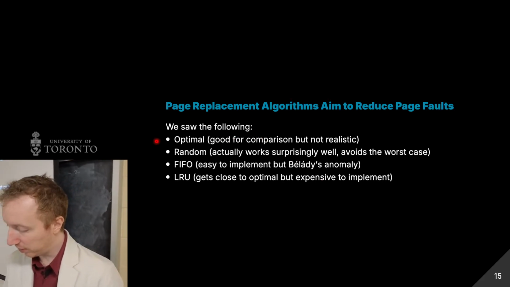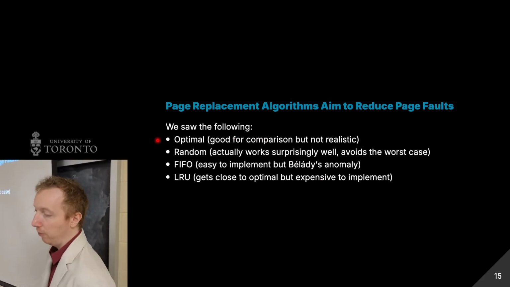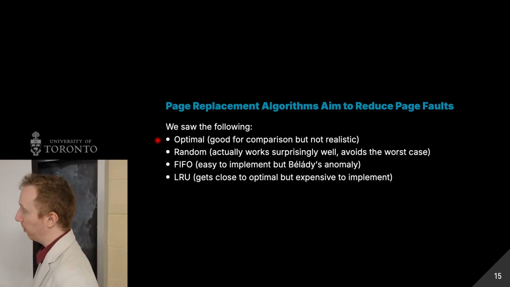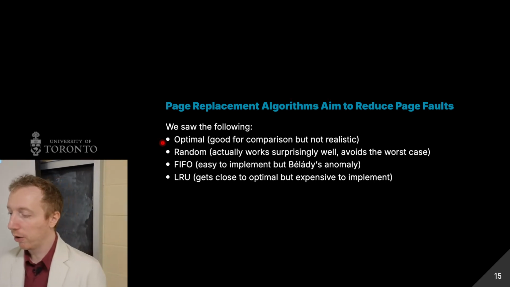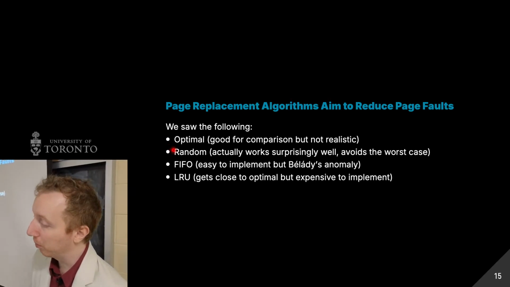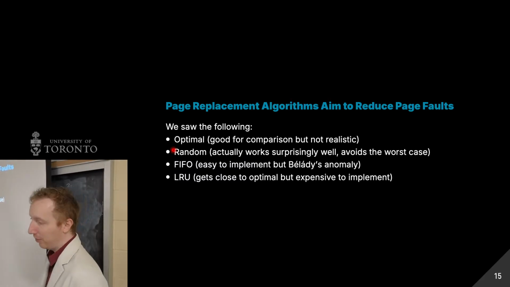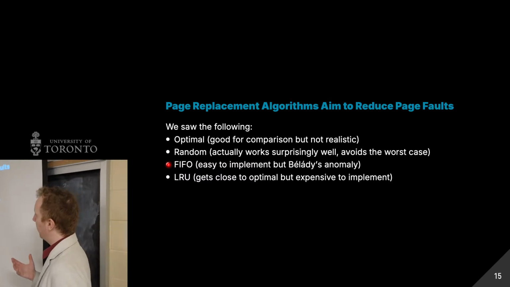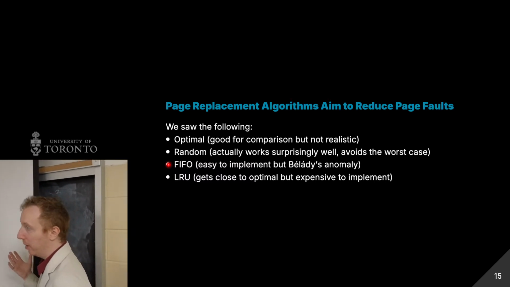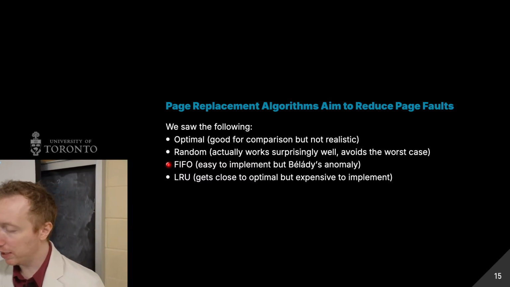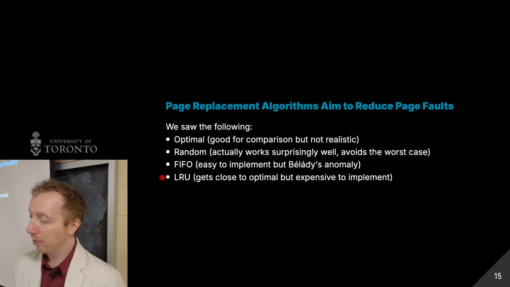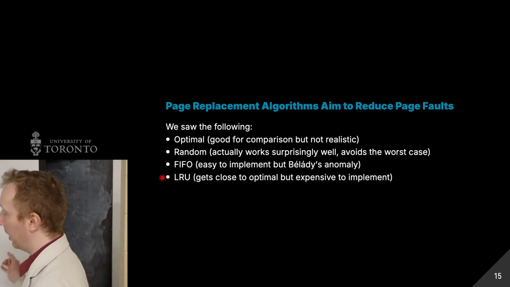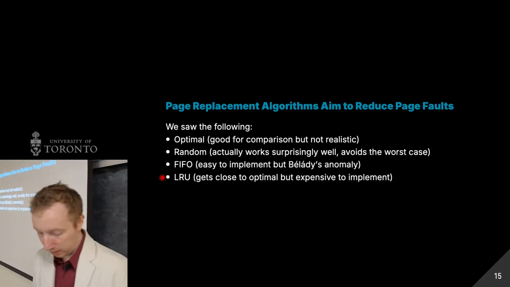So the algorithms we saw so far were the optimal, good for comparison, not realistic. That's looking into the future, kicking out whatever page is not going to be used for the longest. Random actually works surprisingly well. It avoids the worst case. It's better than FIFO for the most part. FIFO is easy to implement, but has that weird anomaly, which we really don't want because that is very strange. And least recently used gets close to optimal, but it would actually be expensive to implement in hardware.